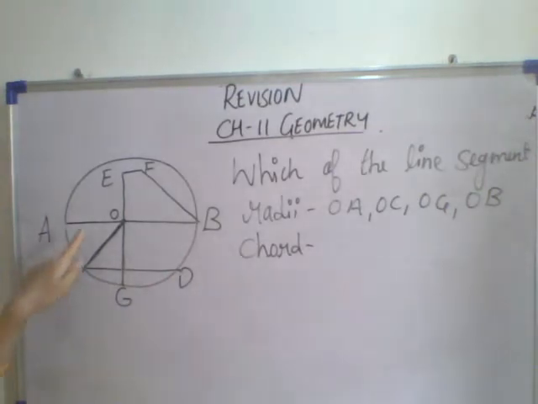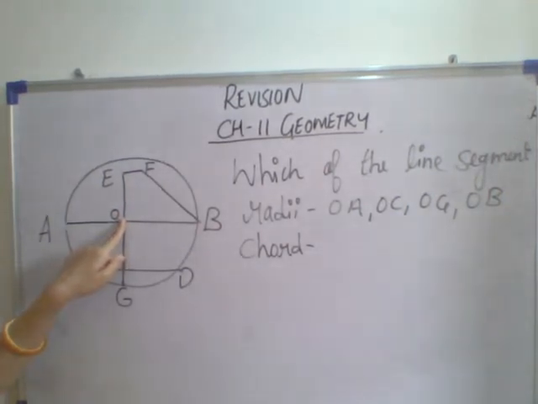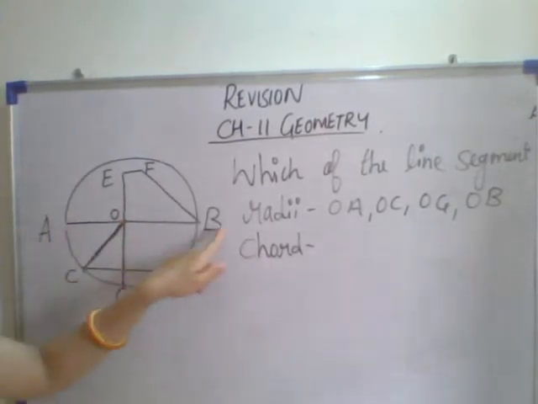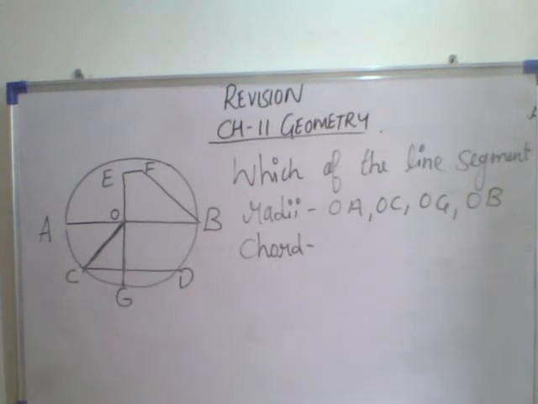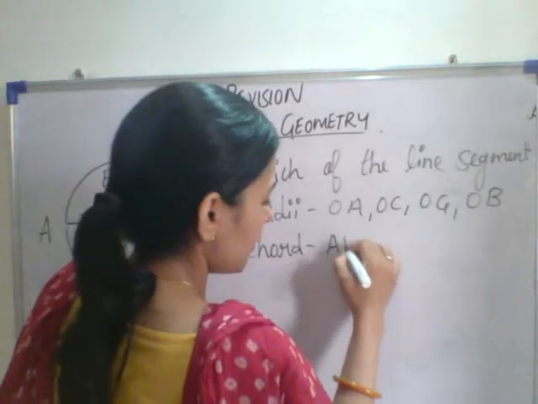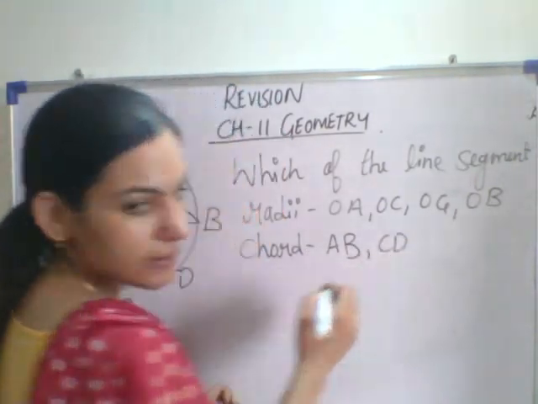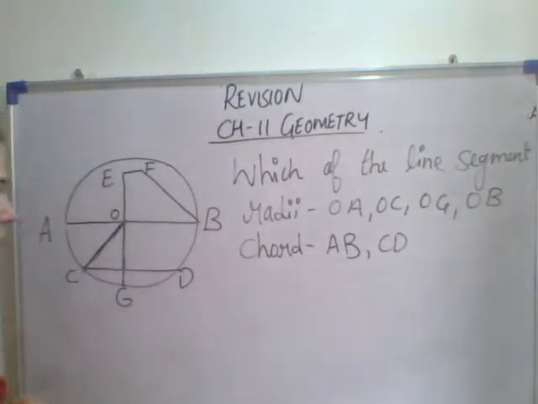Why is this OC not a chord? See, one end is lying at the center. That's why we cannot write it as a chord. So the answer for the chords will be AB and CD. Why is this EG not a chord? See, this point is lying interior. It is lying inside the circle. So this is not a chord.